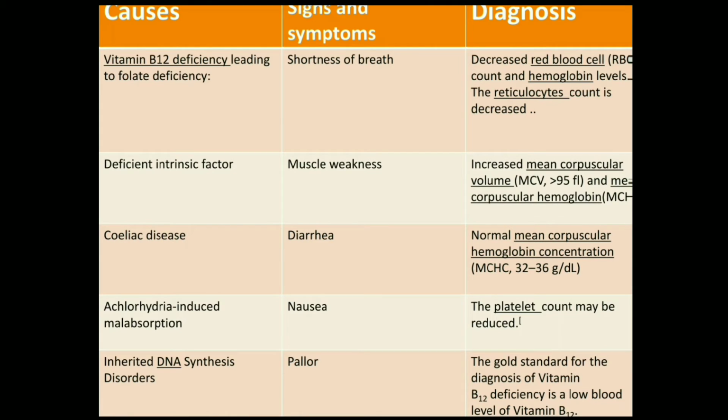Vitamin B12 deficiency leading to folate deficiency. The symptoms are shortness of breath. The diagnosis in this is decreased RBC count and hemoglobin levels. The reticulocyte count is decreased. In deficient intrinsic factor, the symptoms are muscle weakness and the diagnosis is increased mean corpuscular volume and mean corpuscular hemoglobin. Coeliac disease: the symptom is diarrhea, and the diagnosis is normal mean corpuscular hemoglobin concentration.